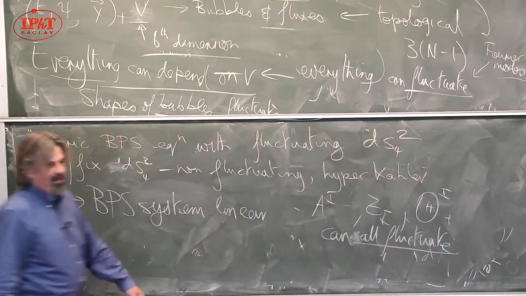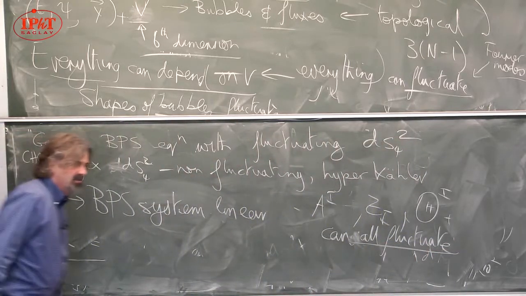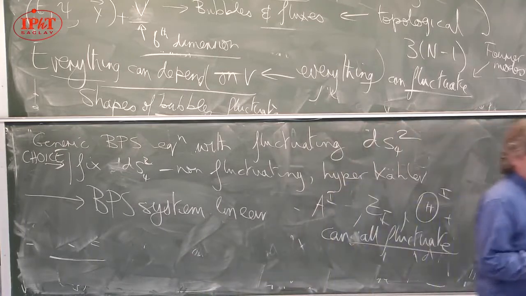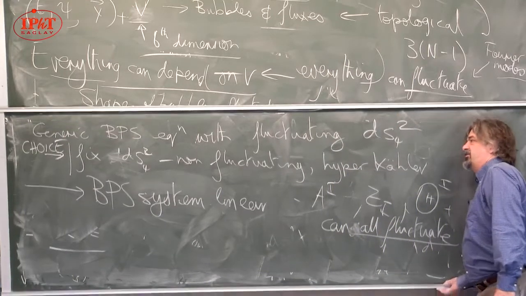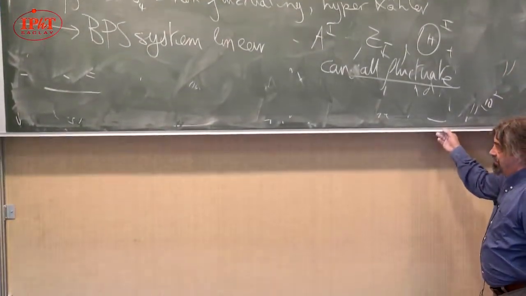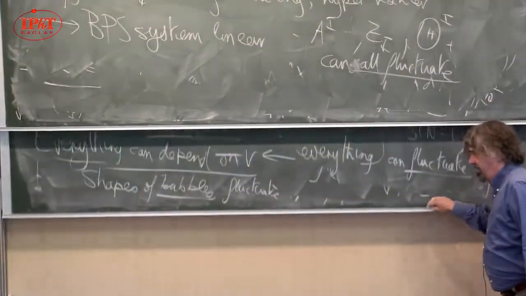So the shapes of the bubbles, the magnetic fluxes, all of these things can do some really cool things. And those fluctuations, we now have significant control over the holographic dictionary as to what they mean. So this is the game that we've been playing in the last few years.